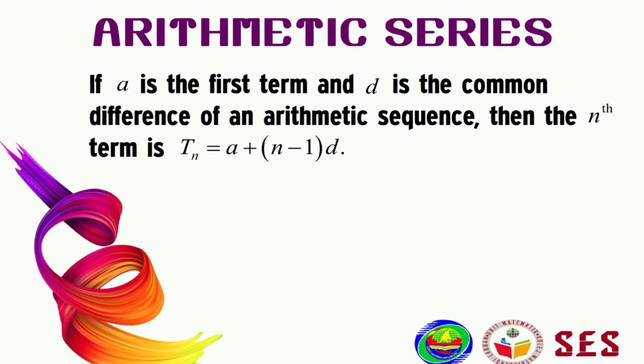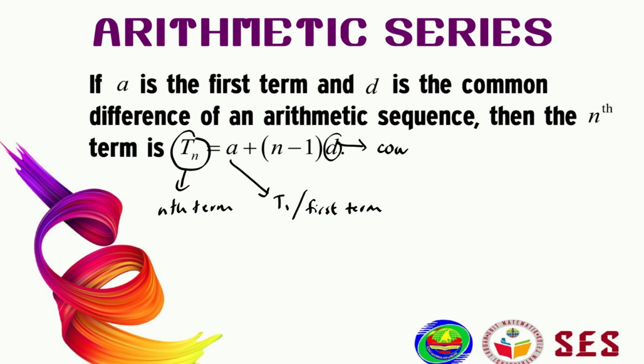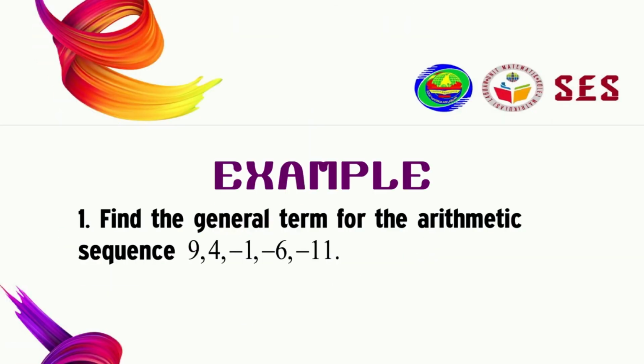All right, so we have the formula for the nth term of an arithmetic sequence. So as you can see here, we have Tn equals a plus (n minus 1)d, where Tn is the nth term, a is the first term, or T1, and d is the common difference. Okay, so we will use this formula a lot in solving questions regarding arithmetic series or sequences. So this is our first example.